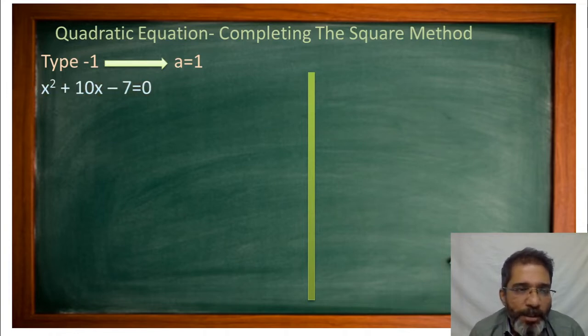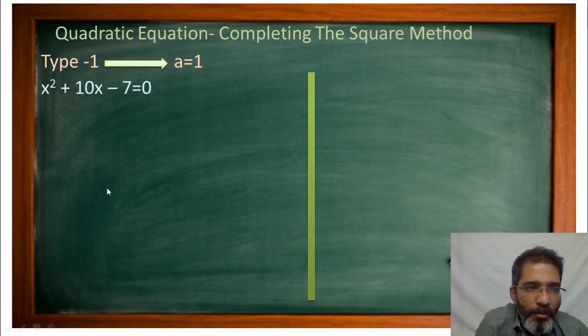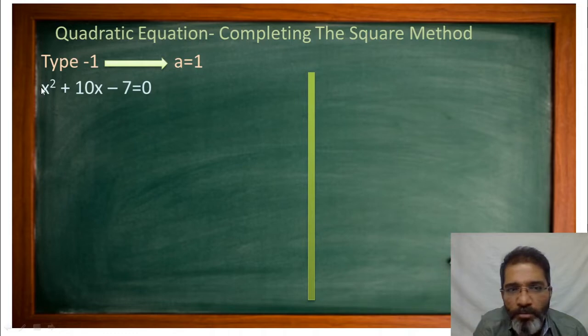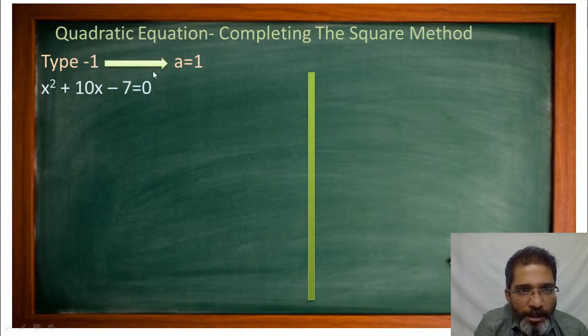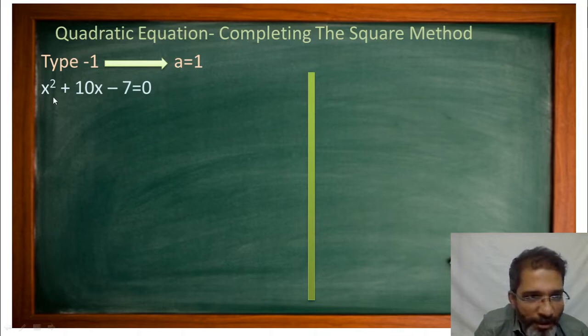x square plus 10x minus 7 equal to 0, and we all know a. What is a? A is nothing but the coefficient of x square. So here it is only x square, means it is 1x square. Okay, so type 1 is when a equal to 1. Okay, now let's start with the method.